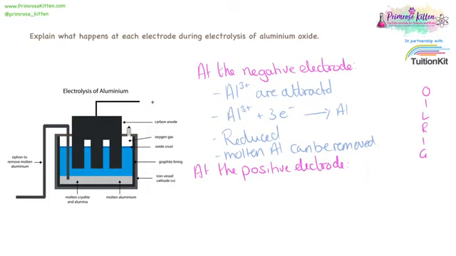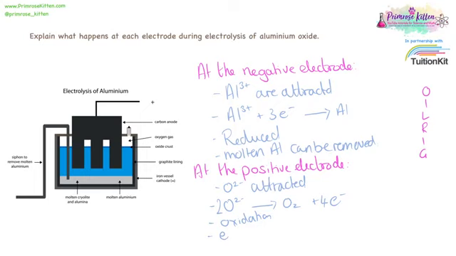At the positive electrode, we are going to get the oxygen attracted. We are going to have the oxygen ions turning into oxygen gas, and they are going to be losing electrons. Now we need to balance that. We have 2 oxygens, which means we need 2 oxygens. There is a 4 negative charge, so we need a 4 negative charge there. They are losing electrons. This is oxidation.